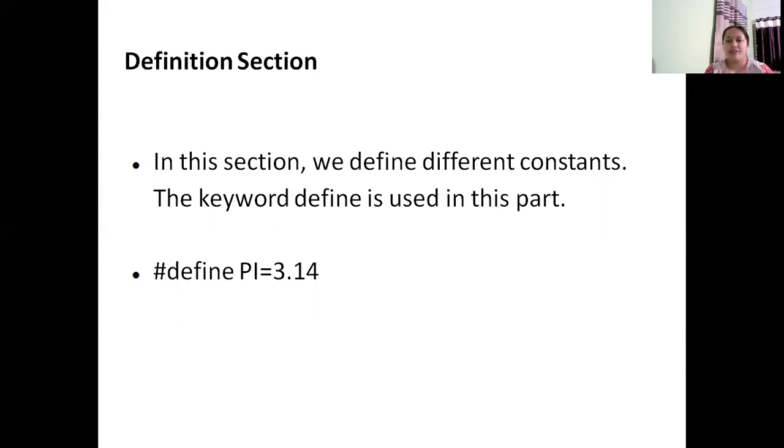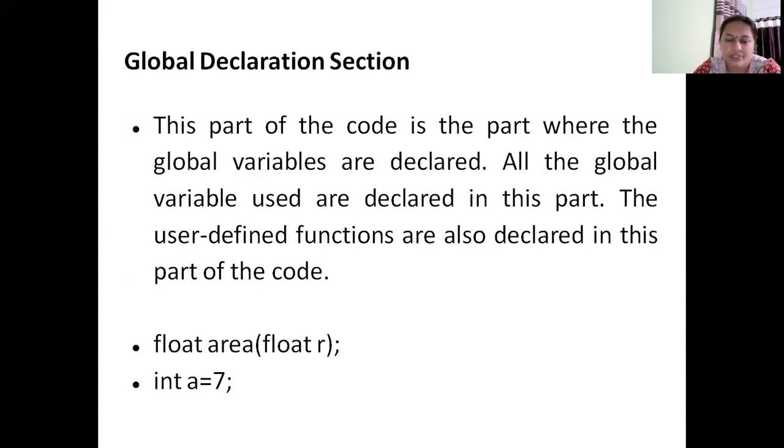#define PI 3.14. So PI is defined as a symbolic constant, and the value of that particular PI remains constant throughout the program, and its value will be taken as 3.14. So if at all you are using such constants in the program, you have to define them in the definition section.